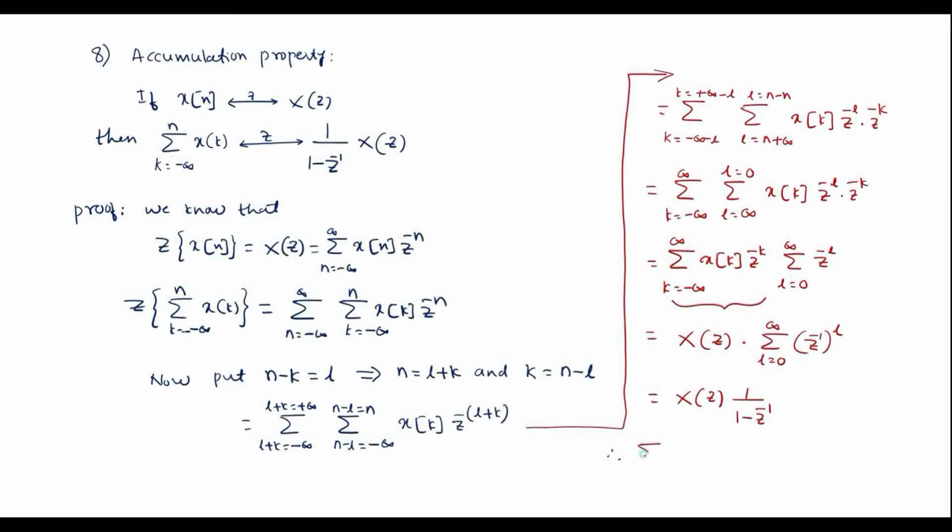The z transform of the accumulated signal, that is minus infinity to infinity x of k, its z transform is 1 upon 1 minus z inverse times x of z. Thus this property is proved.